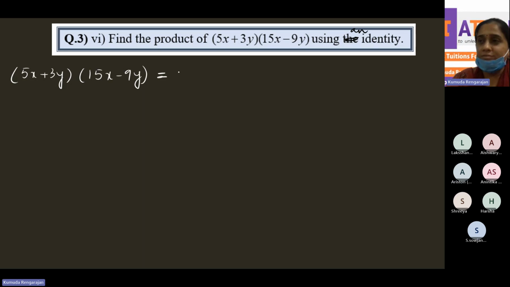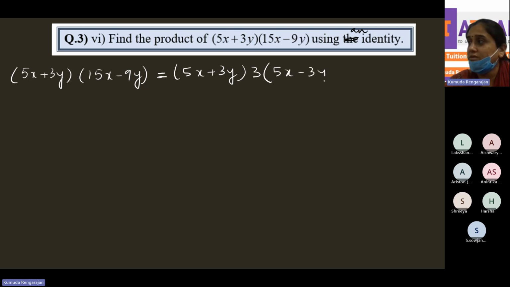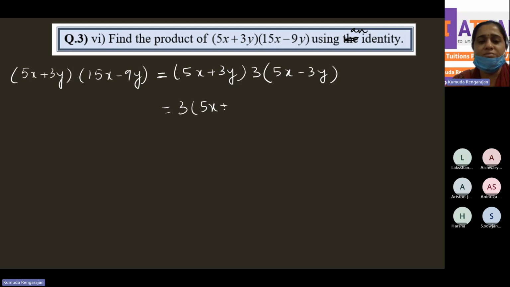Thank you. So I'm just doing it again for you. Write the first bracket as it is because it's already very simple, meaning there's nothing common which you can bring out between 5x and 3y. In the second bracket, 15 and 9 have 3 in common. Bring it out. So the terms inside the bracket will become 5x minus 3y. Now it's a product actually: 5x plus 3y into 3 into 5x minus 3y. So you can put this 3 in the front and have 5x plus 3y into 5x minus 3y like this.